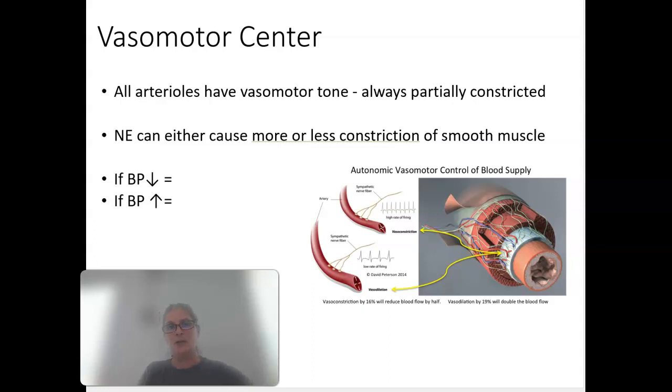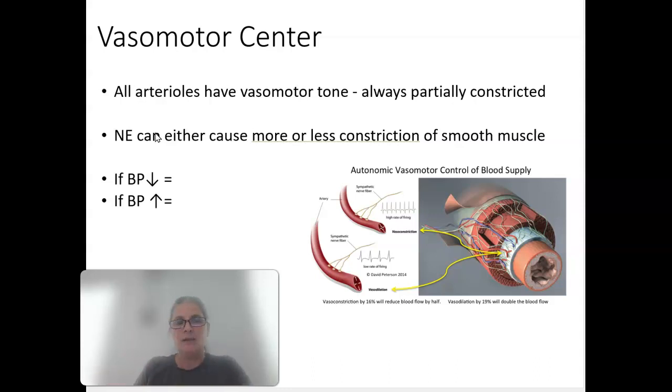So what happens is, you learned before that the arterioles have a vasomotor tone. So they're always getting hit with norepinephrine, always. So they're partially constricted already. So what the center does is it either increases the amount of norepinephrine, so it constricts more, or it backs off the norepinephrine, so it opens up.